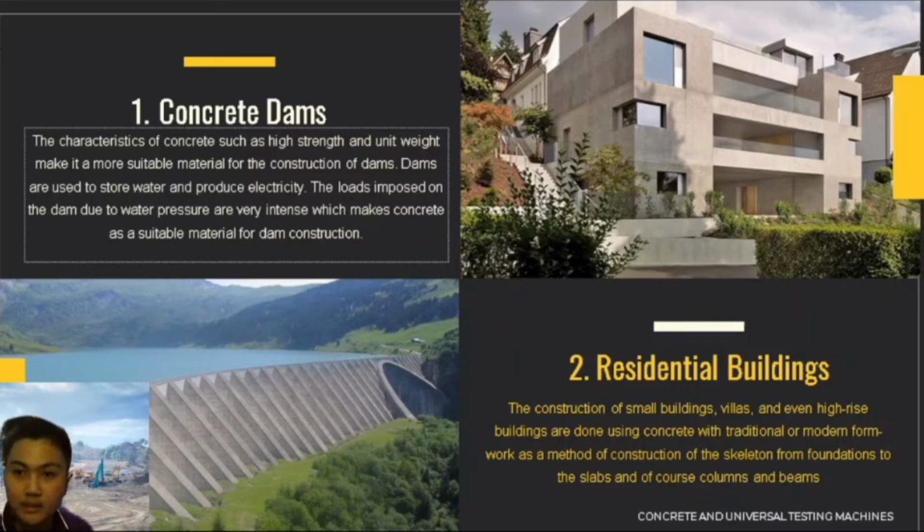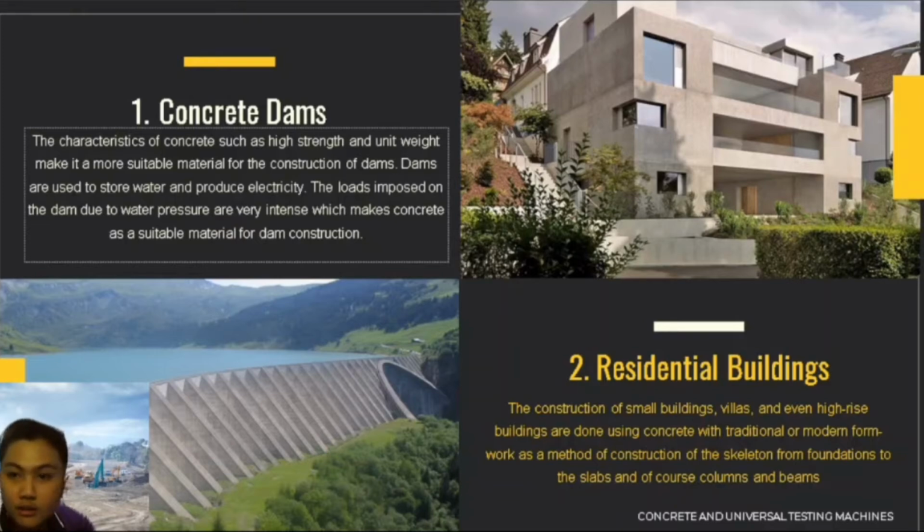So, ano nga ba yung dam? Concrete dam is a structure designed and built for the purpose of holding back water, gaya ng nakikita natin sa picture, that is usually placed across the path of a river, malapit sa river. And dams are built for a variety of reasons, including flood control, yung pagpigil natin sa mga baha, at gaya na nasabi sa phrase kanina ay yung power generation and water management.